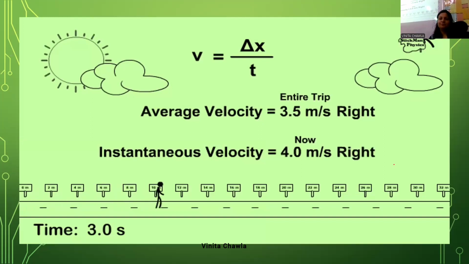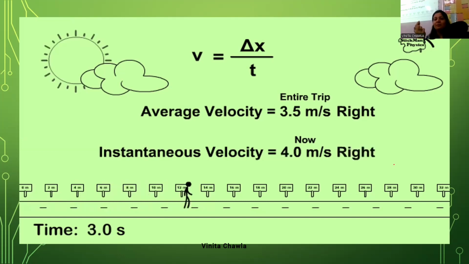Now tell me, what is this? Average velocity of the entire trip is 3.5 meters per second towards right, and instantaneous velocity is changing now. When this man stops, instantaneous velocity becomes 0, then 6, then 4. Sometimes he moves faster, sometimes slower, sometimes he just stops. In the first second he moved at 6 meters per second, then the next second at 4 meters per second. So in instantaneous velocity we are just focusing on the speed at that particular instant only.